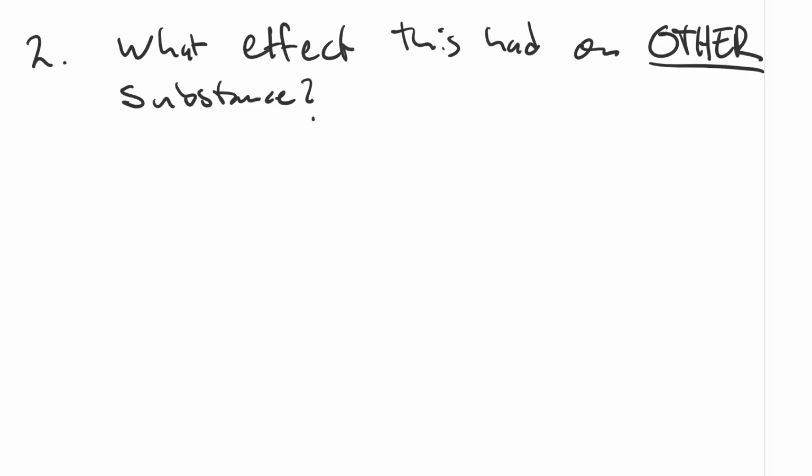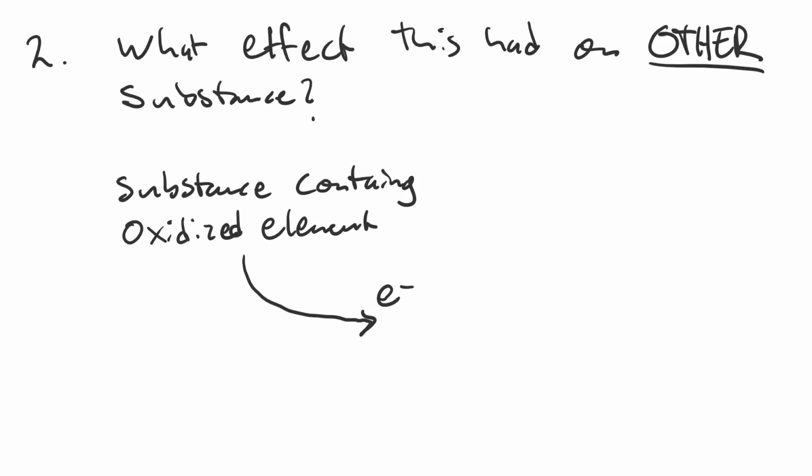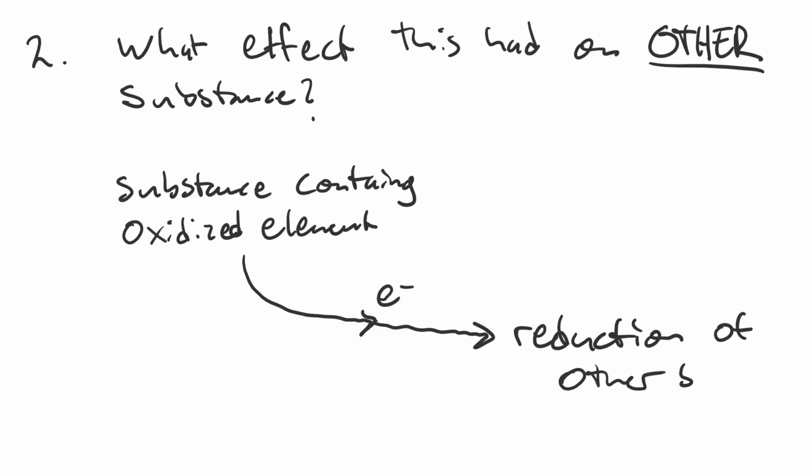The second point of view you need to be aware of is what effect this change had on the other substance. The substance containing the oxidized element generates electrons. Those electrons have to go somewhere, and they cause the reduction of the other substance. Thus, the substance containing the oxidized element is what we call the reducing agent.